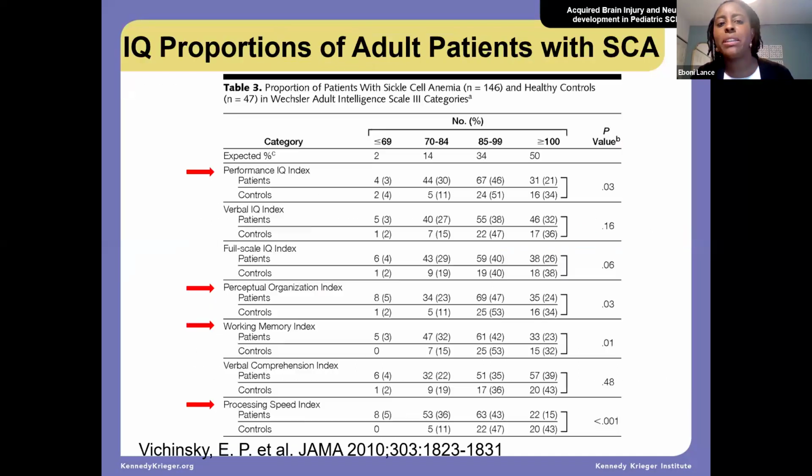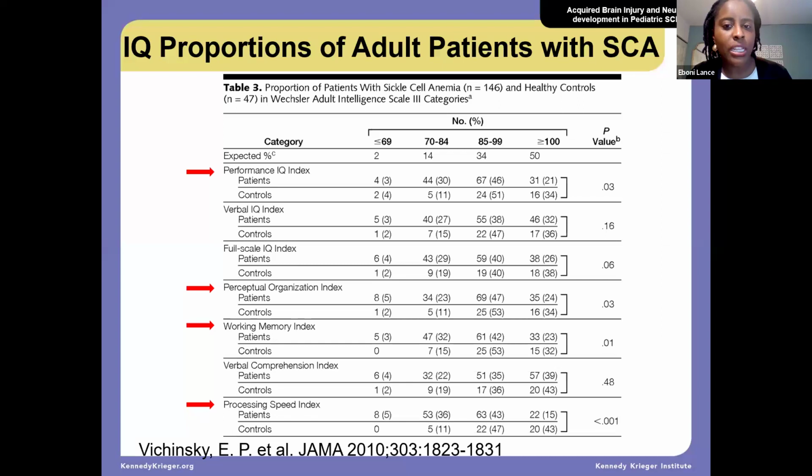And just to take a moment to focus on adults with sickle cell disease, this is one of the best studies that's been done looking at adult patients with sickle cell anemia. So they took patients with no prior neurological history, no history of stroke or other neurological issues. They had normal neurological exams, and they had normal MRIs. And they compared them to age and race-matched controls from the same zip codes, so from the same communities.